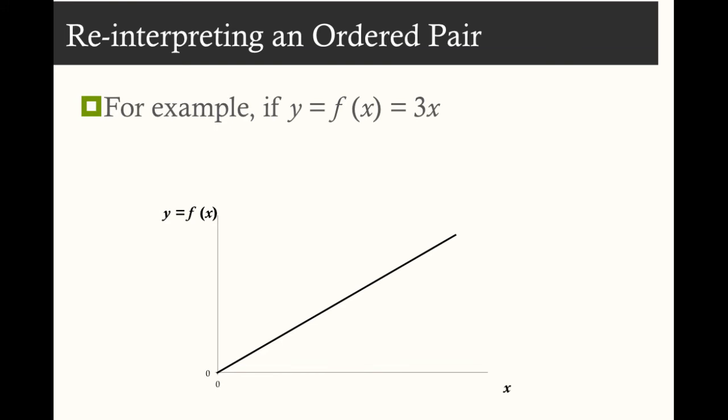So going back to our example, if y is equal to f of x is equal to 3x, then at point A, if x is equal to 1, y is equal to f of 1, which equals 3. At point B, if x equals 2, then y is equal to f of 2, which equals 6.